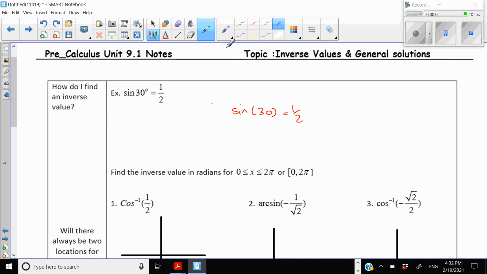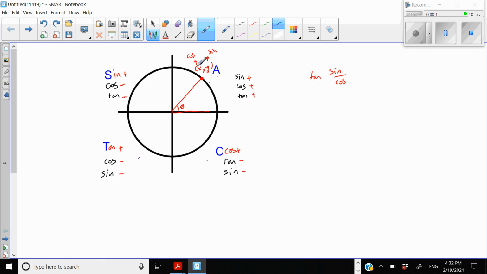Hi everyone, let's work on inverse values and general solutions together. Before starting the lesson, we need to review this.